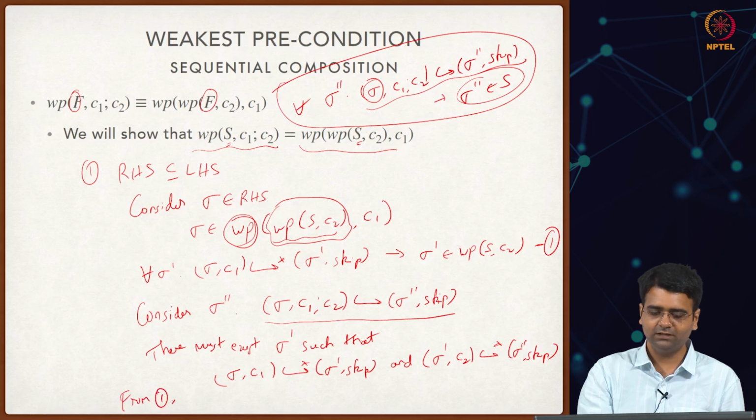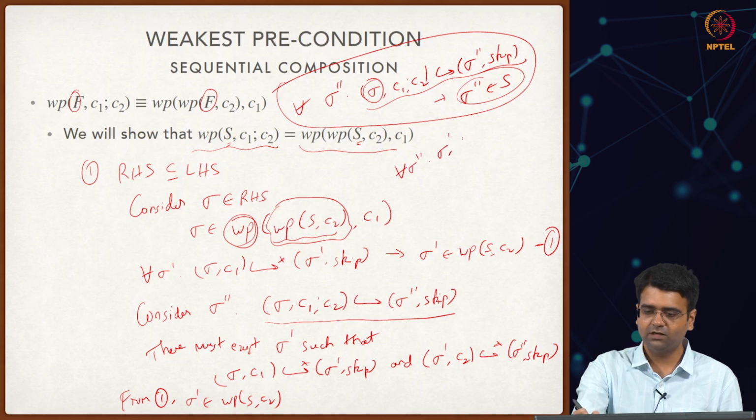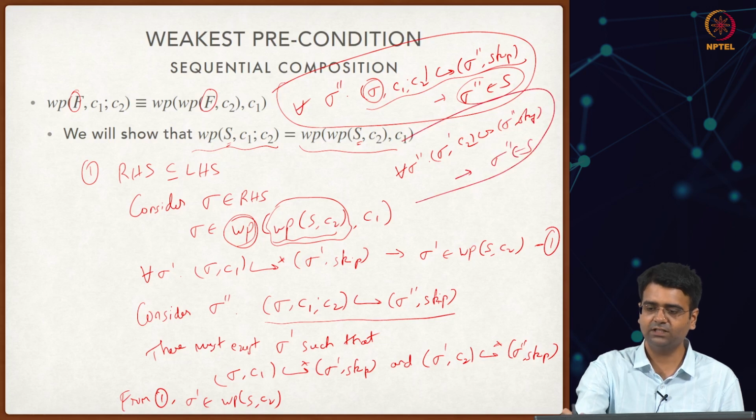So from 1 I can gather that sigma prime must belong to WP(S, C2). Now what is the definition of WP(S, C2)? Since sigma prime is in WP(S, C2), I know that for all sigma double prime, if on executing C2 I go to sigma double prime, skip, then this should imply that sigma double prime must be in S. So this is the definition again.